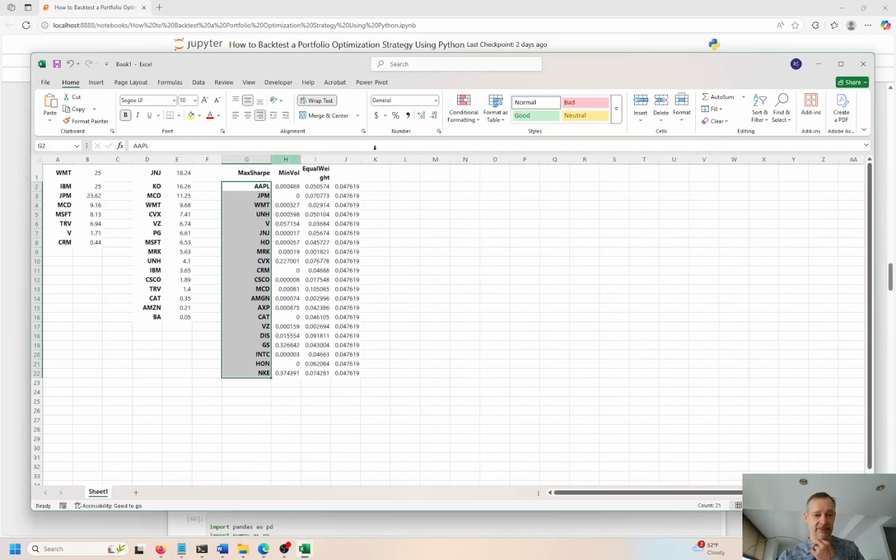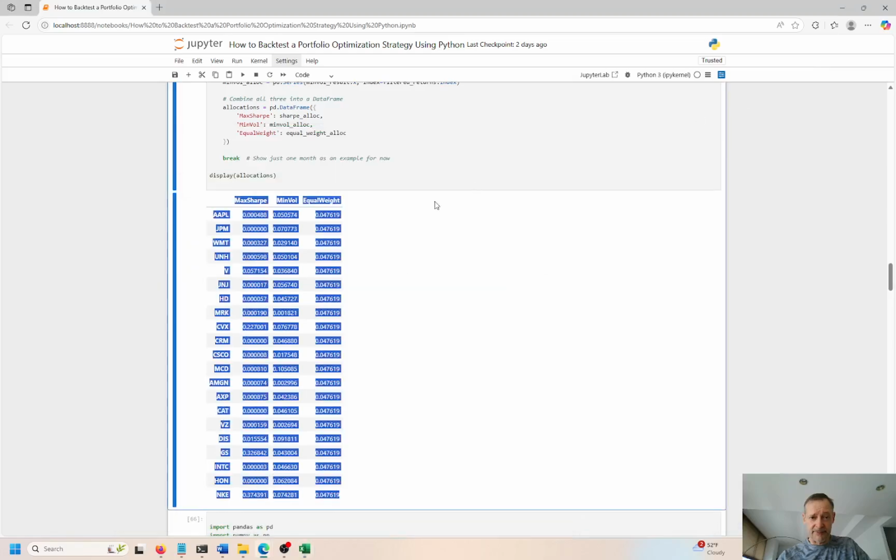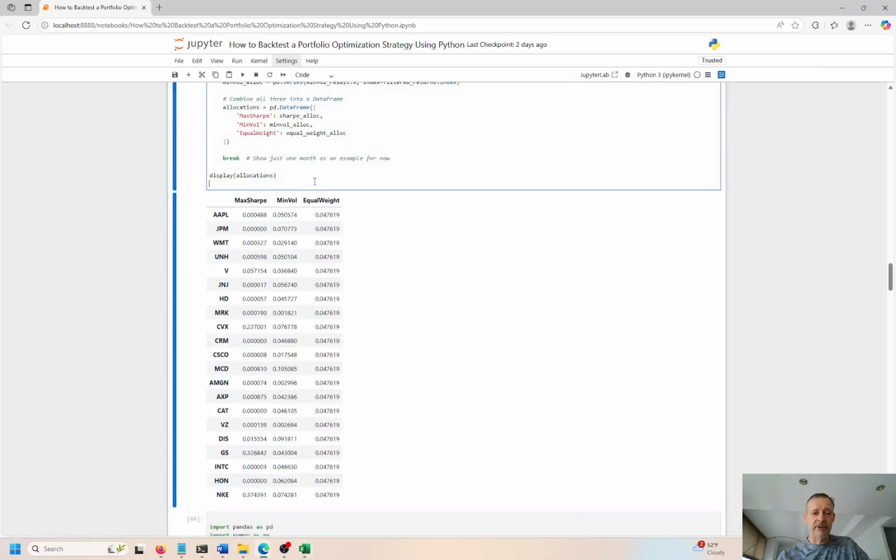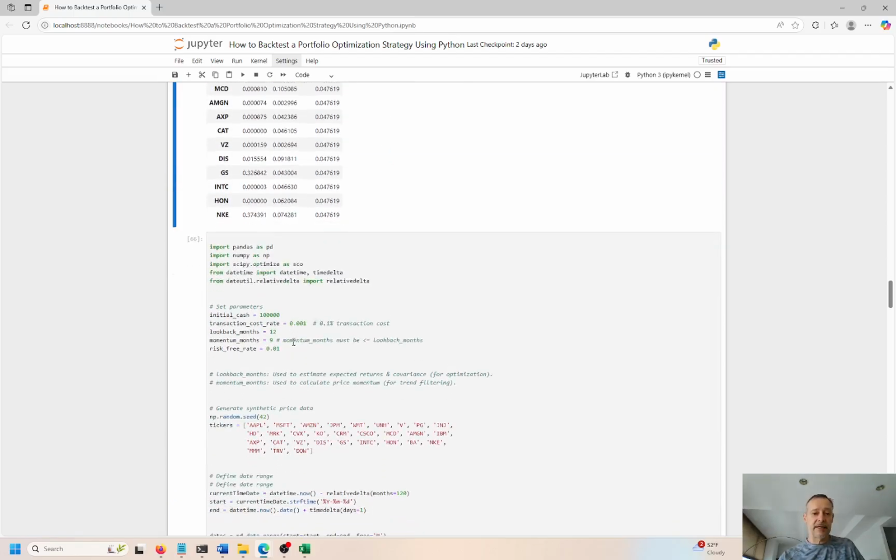The Dow 30 would have 30 stocks. I'm just looking at 21. I was playing around with the code. I probably cut some out for whatever reason. So you can see the maximum Sharpe and the minimum volatility, and then equal weighting for each one, right? Because we put about 4.7% of the portfolio into all these stocks and just spread out evenly across all these stocks. So that's what the point of that is.